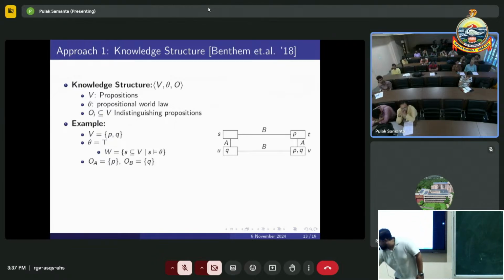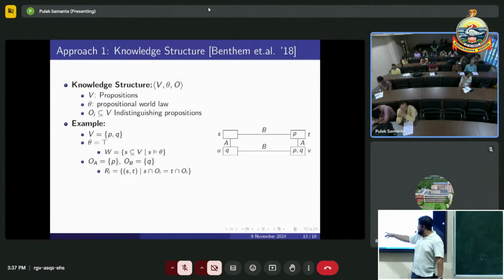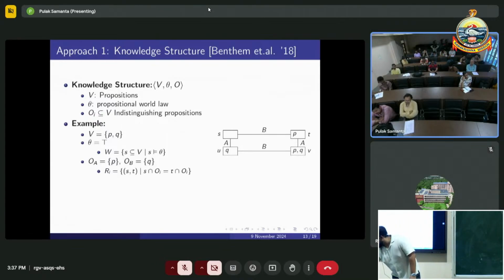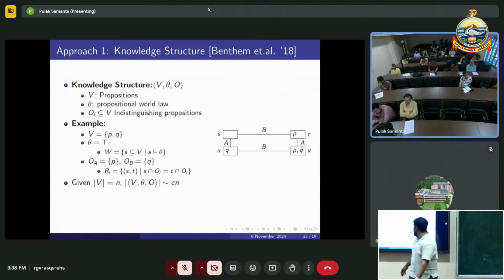Now, what is the advantage here? Okay, here is the formal definition. How do you calculate the R_i here? Those two valuations S and T will be related if their intersections are common with the observable propositions. Now the main thing here: you are given n propositions.